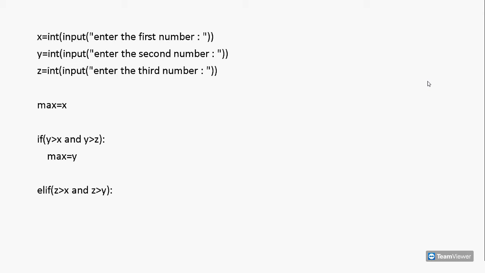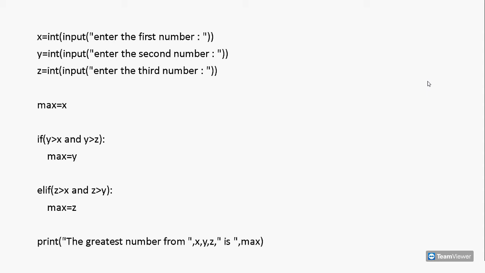Now to check if the variable z has the largest value, we will compare it with x and y by using the statement elif z greater than x and z greater than y. And if this condition is true, it means z is the greatest, so we will assign the value of z to the variable max by using the statement max equal to z. At last we are printing the value in the variable max, which would be the largest value from the three numbers. We had assumed that the user is entering three distinct integer numbers.